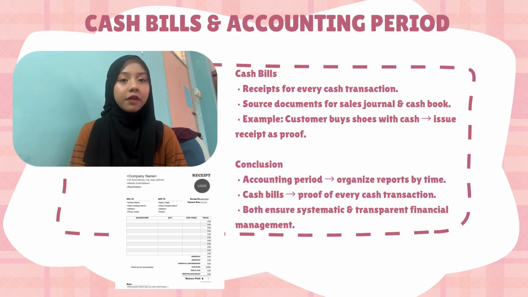Second, cash bill. Every time a customer buys something with cash, the company will issue a cash bill or receipt. This cash bill serves as proof of the transaction and is considered a sales document. From this receipt, I can enter the record into the sales journal and cash book. This helps prevent fraud, makes checking easier, and forms the basis of financial reports.